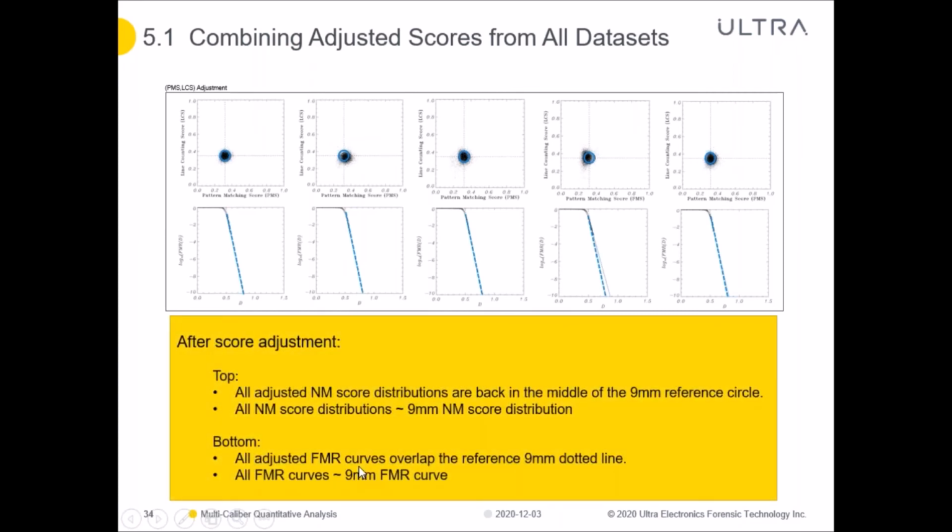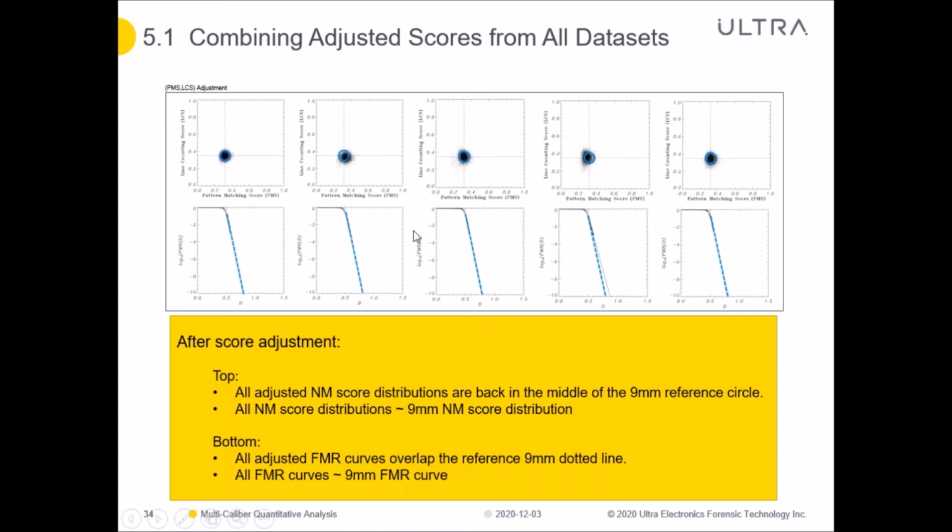After our score adjustment, if we look at the top, these are all the adjusted non-matching scores, and they are back in the middle of the blue circle, which is my 9mm reference circle. It means that all non-matching score distributions are nearly identical to the 9mm non-matching score distribution. This is what we wanted.